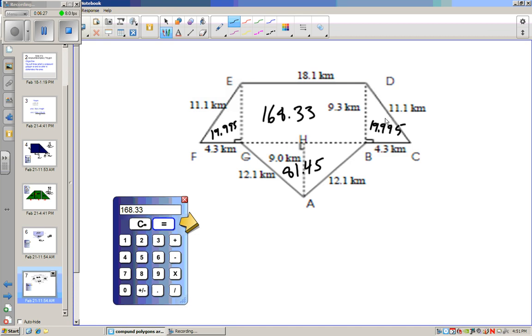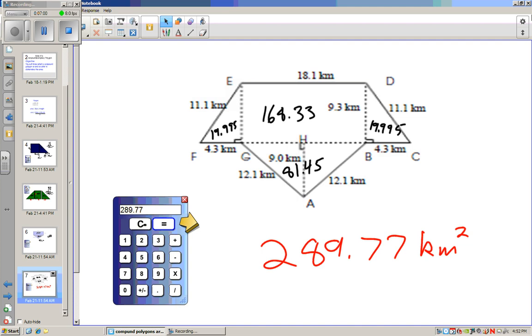So I've gotten all these different areas, and now if I added them up, we find out our total. So 168.3, and I could add 81.45, and then I add 19.995, and then I add another 19.995, and I end up with a total of 289.77 kilometers, and it's squared because it's area.